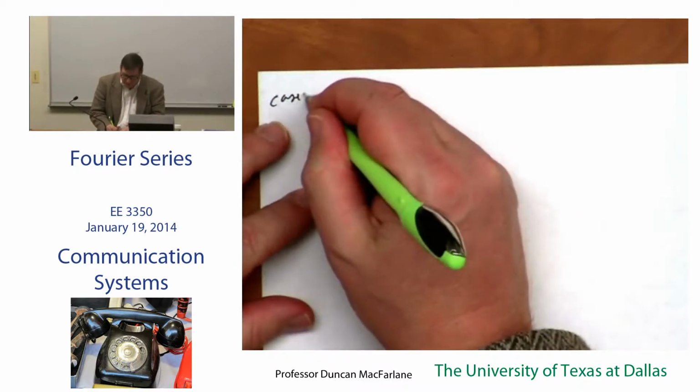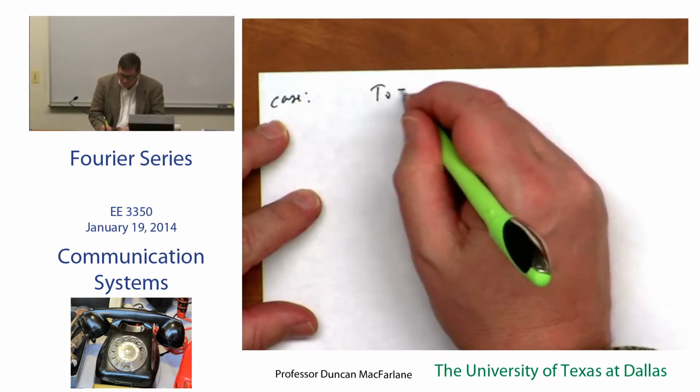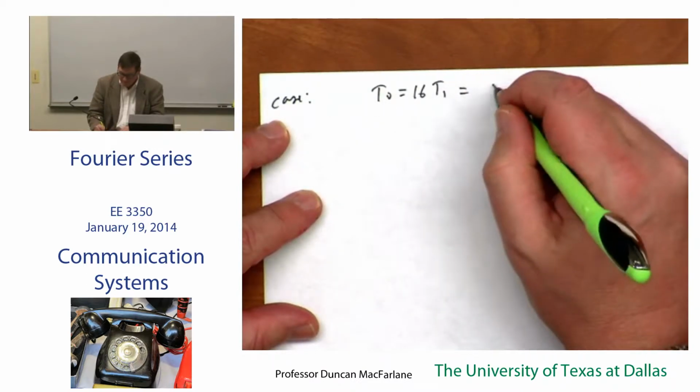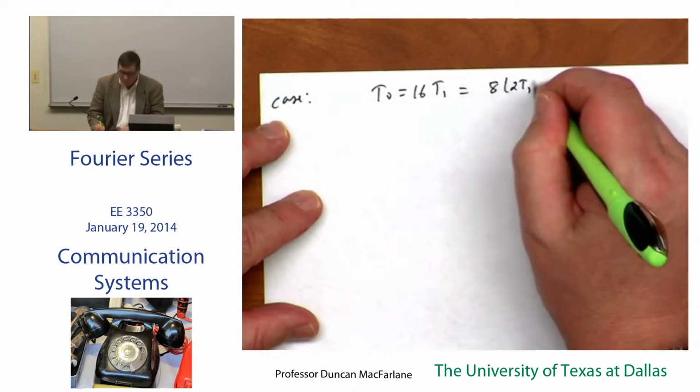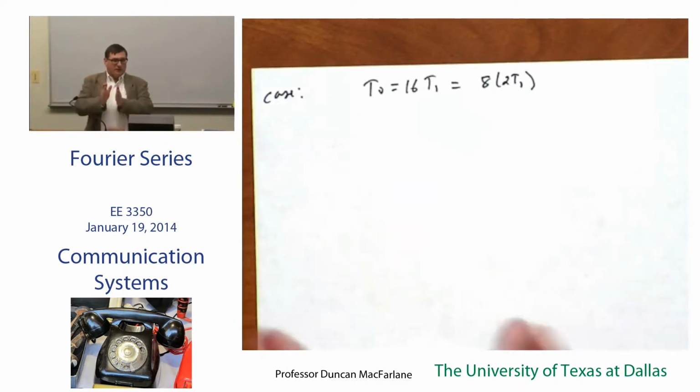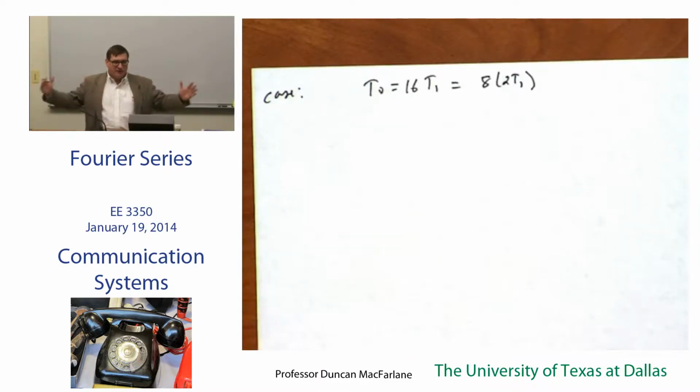Let's just belabor the point. I'll make my period much longer than my pulse. So now my pulse is much narrower than the period. My duty cycle is much lower, much smaller. So my pulse is even smaller still, which means my frequency is going to be spread out even more.